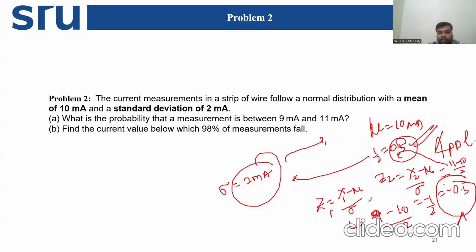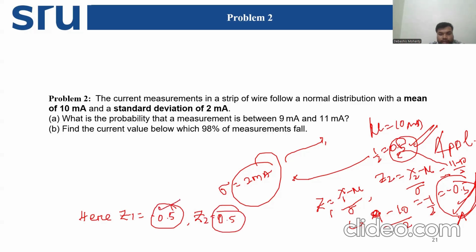So for one case we are getting 0.5, and for the other case minus 0.5. Okay students, so here Z1 equals minus 0.5 and Z2 equals 0.5. For one case we are getting negative, for the other positive. So we need to calculate the probability of z less than or equal to minus 0.5, and in the second case the probability of z less than or equal to 0.5. For two cases we need to calculate the value.